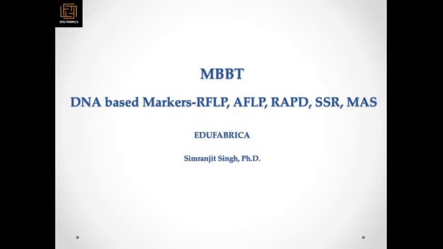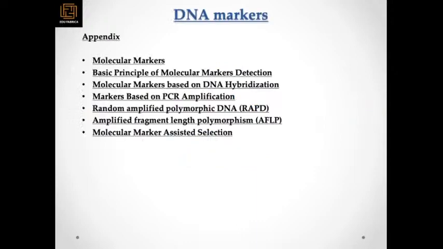Yeah, so we will start now with the topic of today, with the markers RFLP, AFLP. So today's agenda will be, we will talk about molecular markers, some basic principles about how to detect them. Then we will deal with the two types of markers. One is based on hybridization and one is based on PCR amplification. Then further, random amplified polymorphic DNA, RAPD, we will talk about, and then AFLP. So mainly RFLP and RAPD, when they come together, it's known as AFLP actually. And last but not the least, we will deal with the topic of molecular marker assisted selection.